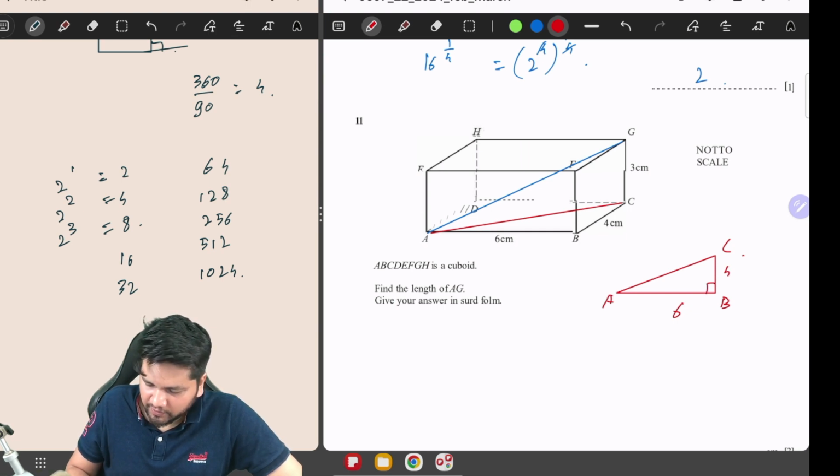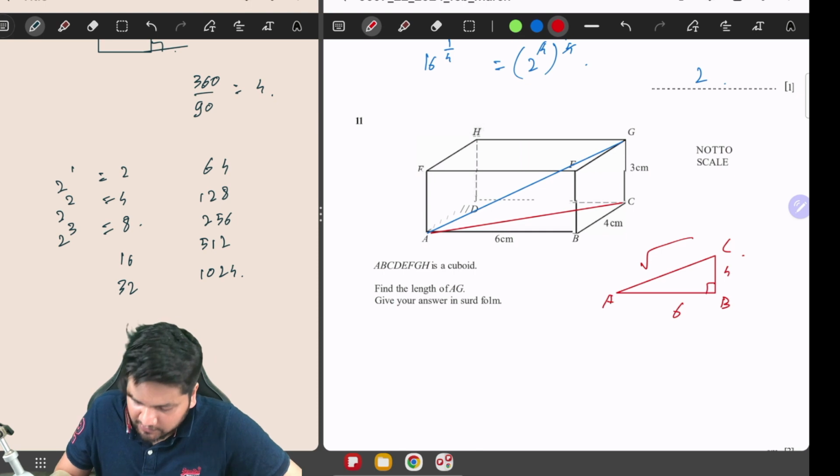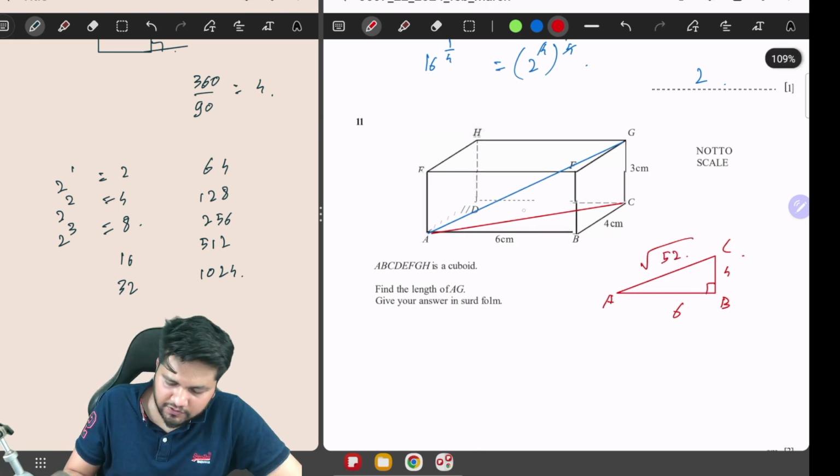So AC is going to be what? Under root 6 square plus 4 square. Keep it as it is because we are focusing on AG. That time also we are going to use Pythagoras theorem. So 36 plus 16, 52. So this is going to be root 52.